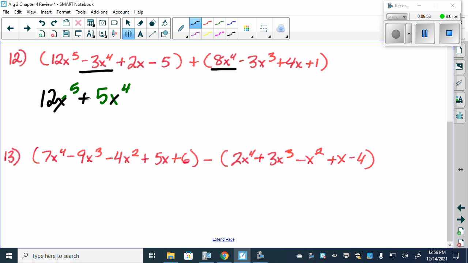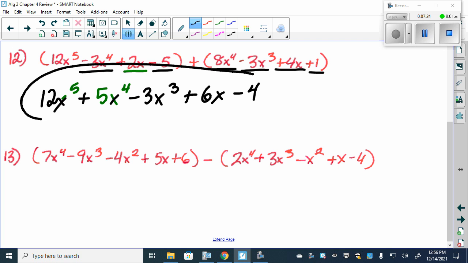Now we can go to cube. We do have an x cubed, but we only have one of them. So we'd have negative 3x cubed. Do we have any x squared? No, so we won't include it. And we can move on to x. 2x plus 4x is plus 6x. Minus 4 is negative 5 plus 1 would be our minus 4. And that there would be our answer.